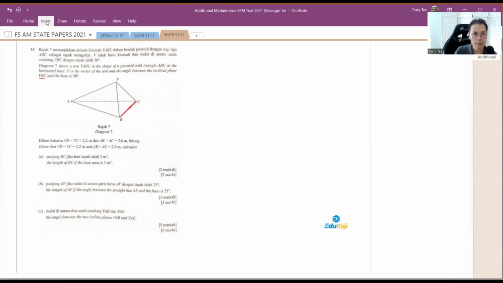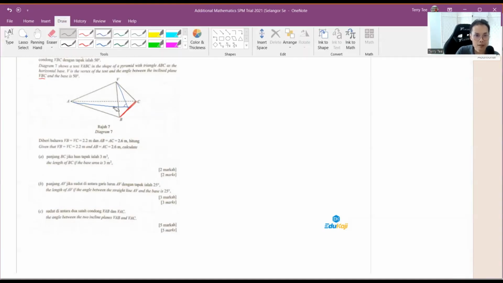So I need to draw a perpendicular line to each plane. The first plane is the base. Let's say I draw a line here. My line is not very straight. This is this line. The second line is this line. So the angle between the inclined plane and the base is, in this case, 50 over here. Let me use a black pen. This angle is 50°.